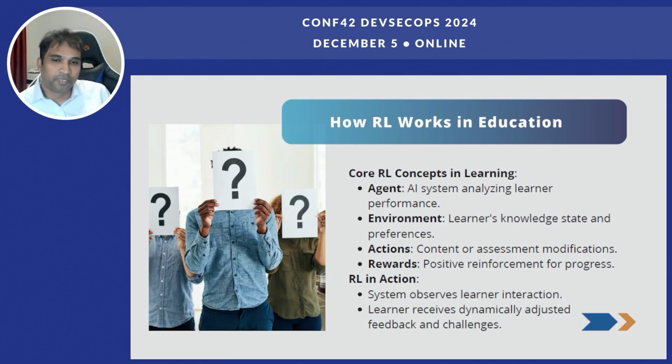A reinforcement learning system observes how a learner interacts with the content. Based on this interaction, it dynamically adjusts the feedback and challenges the learner receives. If the learner struggles, the system simplifies the material or offers hints. If they excel, it introduces more complex challenges to keep them engaged. This real-time adaptability not only enhances the learner's experience, but ensures it evolves alongside the learner's progress. It's a dynamic process designed to empower learners and optimize outcomes.